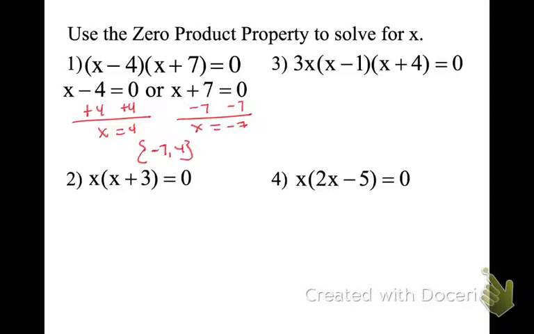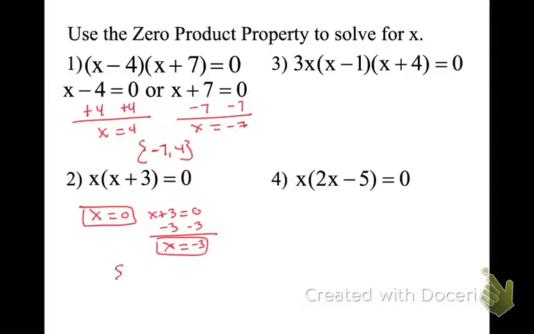Try the next one on your own. Pause the recording. Now let's check our work. We're going to set x equal to 0 and x plus 3 equal to 0. This one's already done. I'm going to subtract 3 and x equals negative 3.